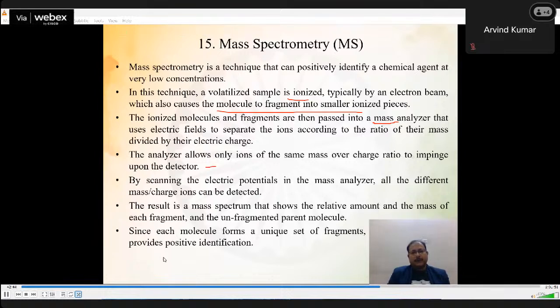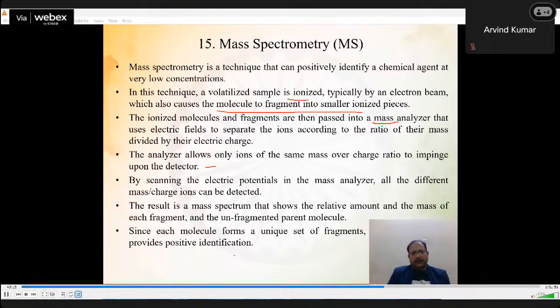By scanning the electric potentials in the mass analyzer, all the different mass to charge ions can be detected. The result is a mass spectrum that shows the relative amount and the mass of each fragment and the unfragmented parent molecule. Since each molecule forms a unique set of fragments, mass spectroscopy provides positive identification. It is very easily used in labs when the sample is volatile, with an electron beam.